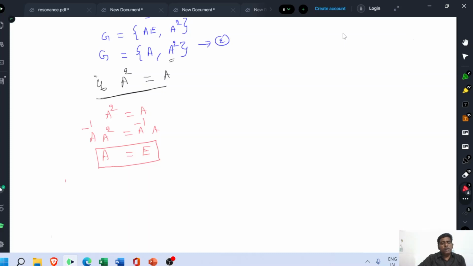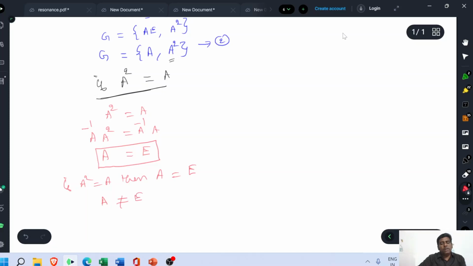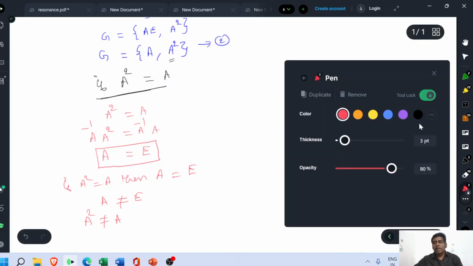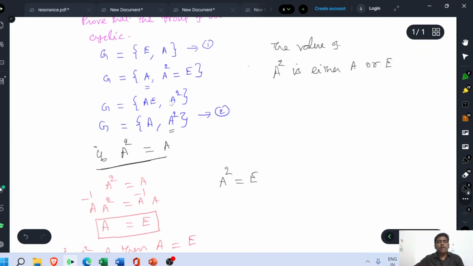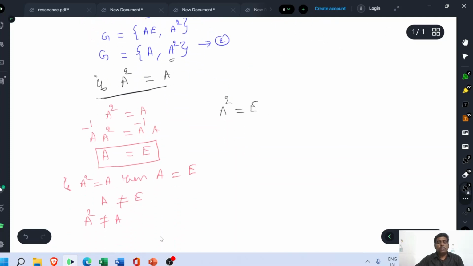If A square is equal to A, then A equal to E. But in our consideration, A not equal to E. We expect A square is equal to E. Therefore, A square not equal to A. Then the other condition is that the value of A square is E. See here, automatically we can write the value of A square is equal to E, because A square not equal to A. Since A not equal to E, we need A square is equal to E.